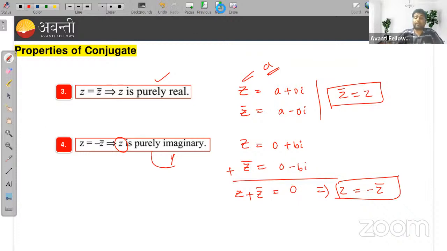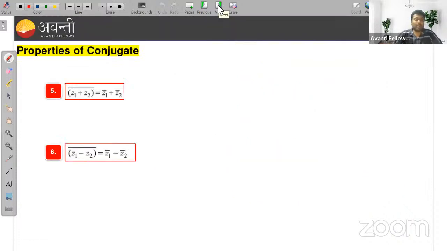Let's move to the next property. What is that? Properties of conjugate: it's saying conjugate of Z1 plus Z2 is equal to conjugate of Z1 plus conjugate of Z2. You can prove it by taking Z1 is equal to X1 plus iY1 and Z2 is equal to X2 plus iY2. Easily you can prove it. So remember, conjugate of Z1 plus Z2 is equal to conjugate of Z1 plus conjugate of Z2.